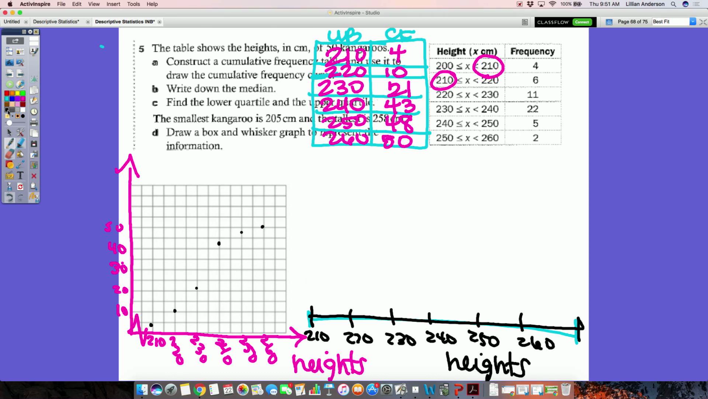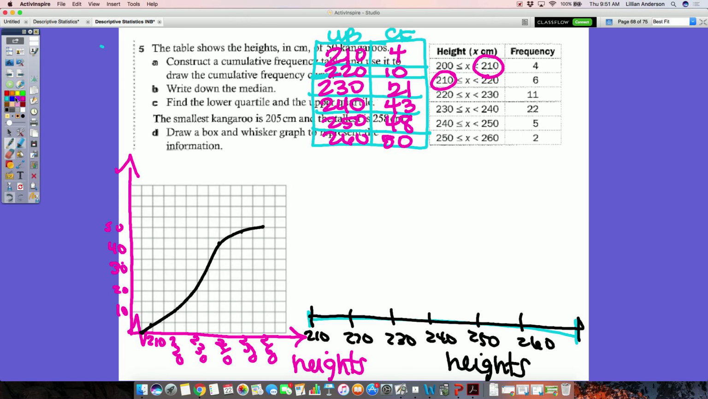So, now realize that your cumulative frequency curve cannot just be floating in air. It does need to hit the x-axis. So where is it going to hit the x-axis? What is the lower limit of my first class going to be? 200, following the same pattern. So 200 would have been at 0. So I'm just going to do as smooth of a curve as I can to connect those points. And there's my cumulative frequency curve.